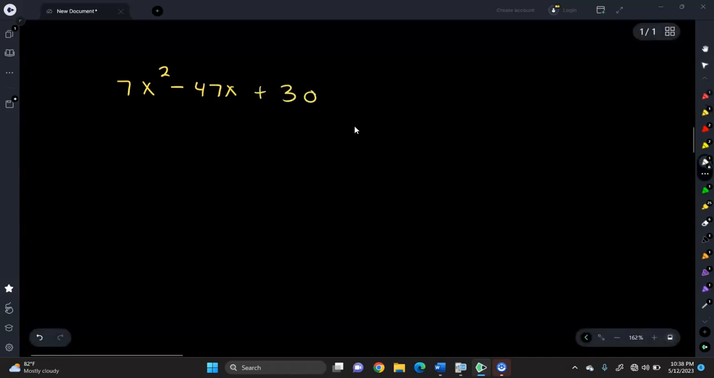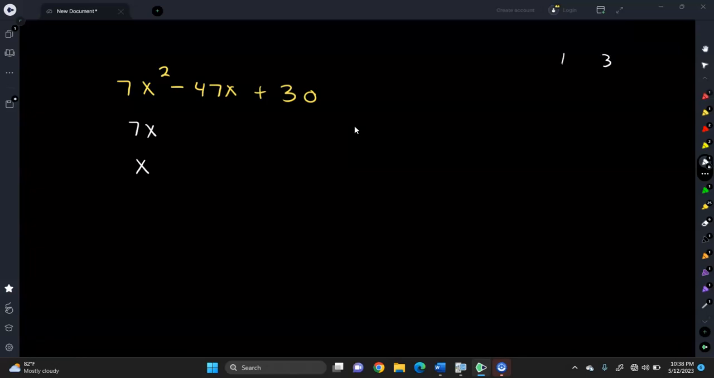Let's look at 7x squared minus 47x plus 30. Okay, so let's factor our 7x squared. We have 7x times x. Okay, and we're looking at 30. 1 and 30, 2 and 15, 3 and 10, 5 and 6. Okay, so which one would you like to try?